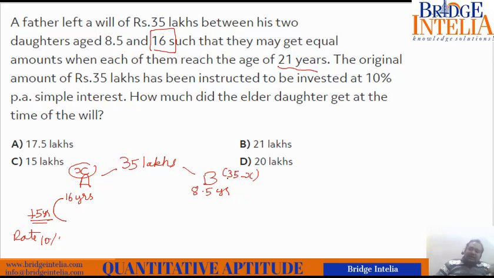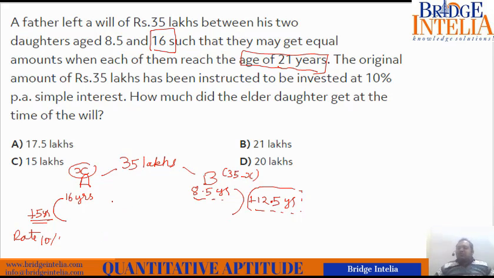Similarly, if the elder daughter has got X, the younger daughter has got the remaining money, 35 minus X. But she is only 8.5 years old now. So how many more years before she attains the age of 21? That is equal to 12.5 years. So she needs to deposit the money in the bank for these many years, 12.5 years. Rate is the same for both these sisters.